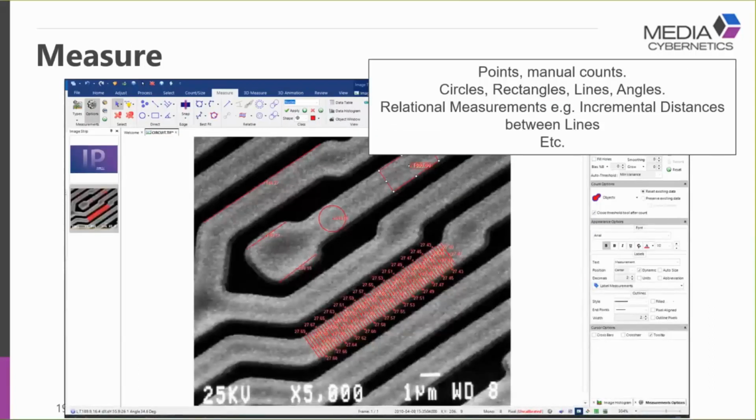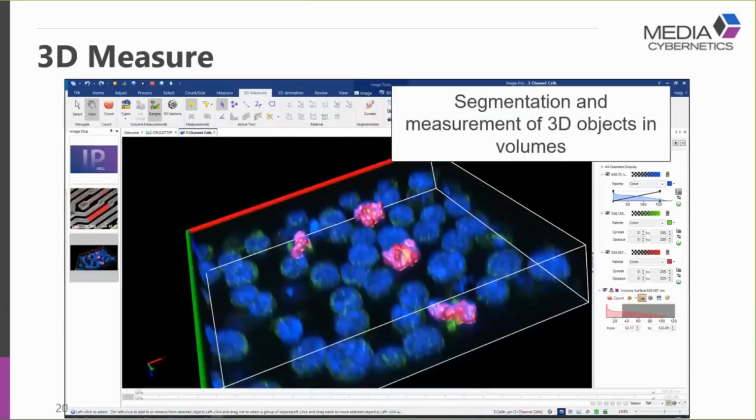The Measure tool contains many tools for making manual measurements on your images. You can, for example, add points and manually count objects by adding points, and you can inspect the grey levels beneath those points. You can add and measure circles, rectangles, lines, and angles to your images. And you can also make relational measurements. For example, if you add 2 lines, you can measure the incremental distances between those lines. So it's a very useful tab for industrial inspection and things of that nature. In the 3D Measure tab, you're going to find segmentation and measurement tools for 3D objects in volumes.